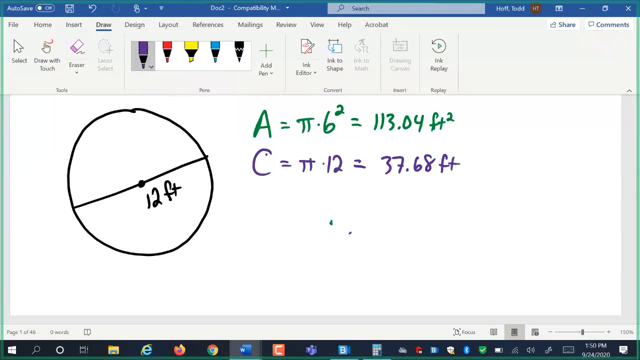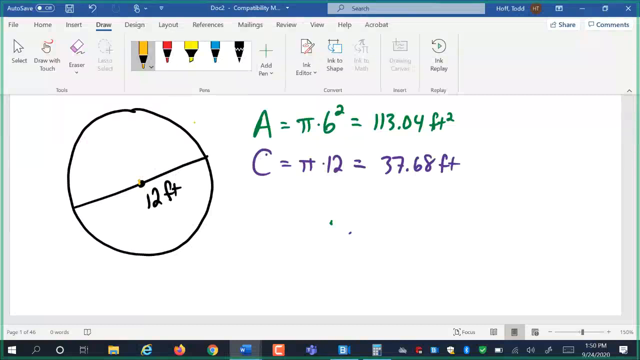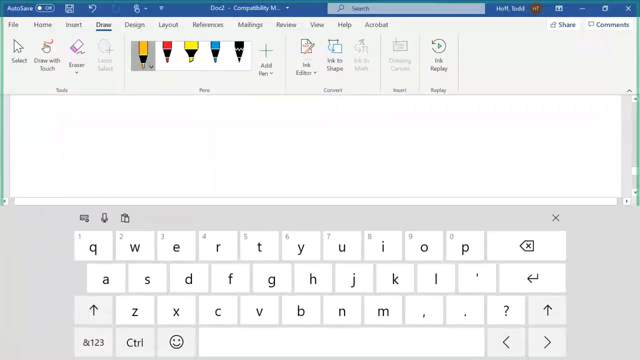But what if I don't want the full circle? We did examples of this the last couple of days. One example was a quarter of a circle. And if I wanted to find the area of that quarter circle, I was just dividing the area of the whole circle by 4.